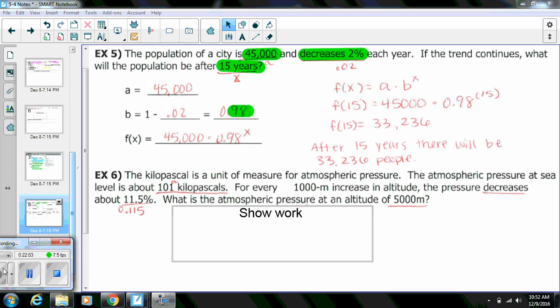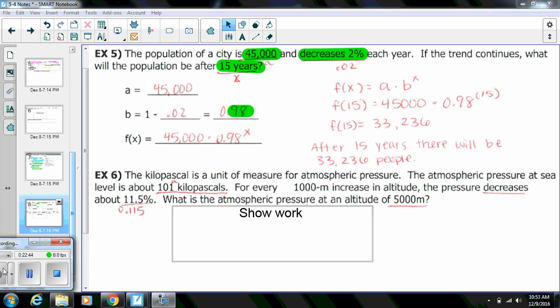All right, so let's practice again. I'm going to let you try this on your own using the same method we used in example 5. So the kilopascal is a unit of measure for atmospheric pressure. The atmospheric pressure at sea level is about 101 kilopascals. For every 1,000 meter increase in altitude, the pressure decreases about 11.5%. What is the atmospheric pressure at an altitude of 5,000 meters?